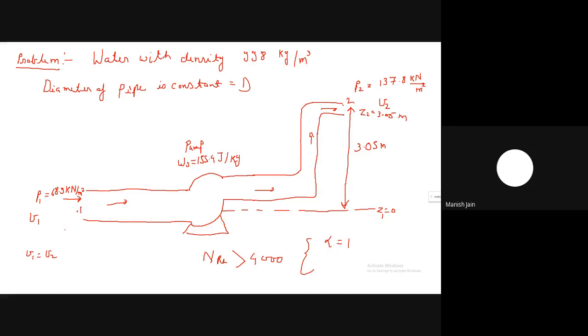Why will the velocities be equal? Because velocity equals Q, the volumetric flow rate, divided by area. Area is pi D square by 4. D is equal throughout the system, Q is constant, and the others are also constant. So your velocity will be constant throughout the system. Velocity will not change.